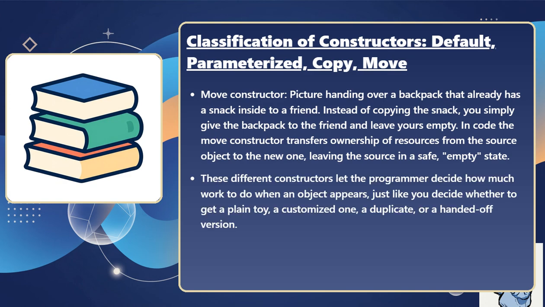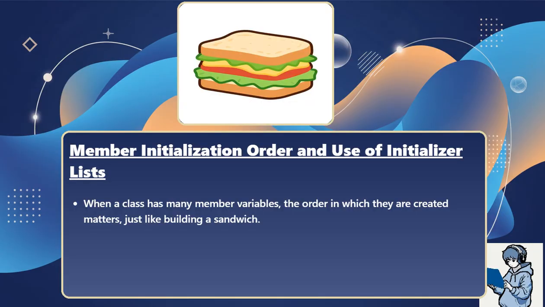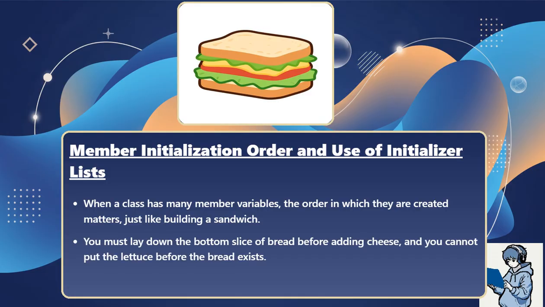These different constructors let the programmer decide how much work to do when an object appears, just like you decide whether to get a plain toy, a customized one, a duplicate, or a handed-off version. When a class has many member variables, the order in which they are created matters, just like building a sandwich. You must lay down the bottom slice of bread before adding cheese, and you cannot put the lettuce before the bread exists.